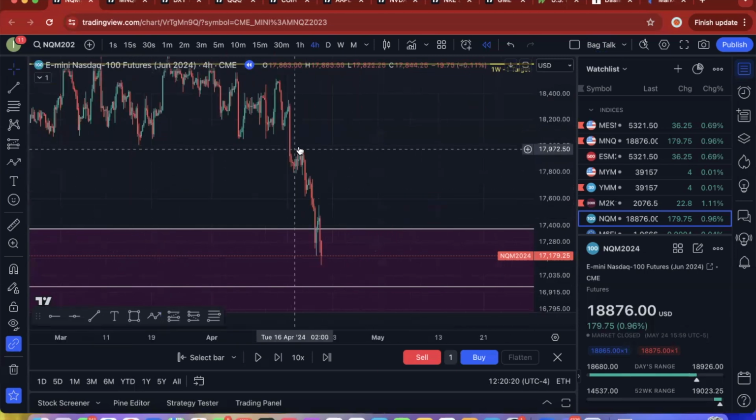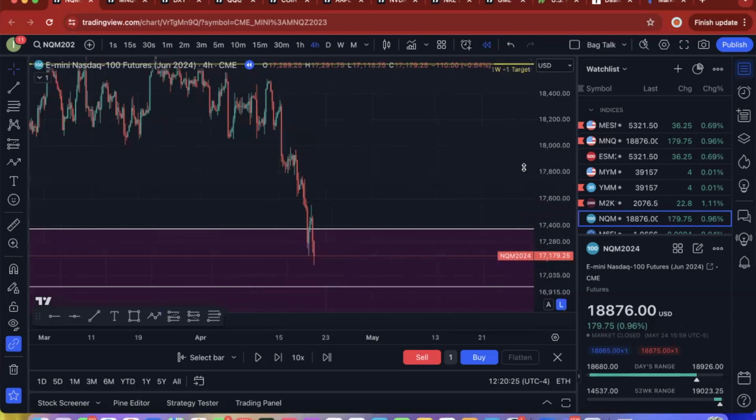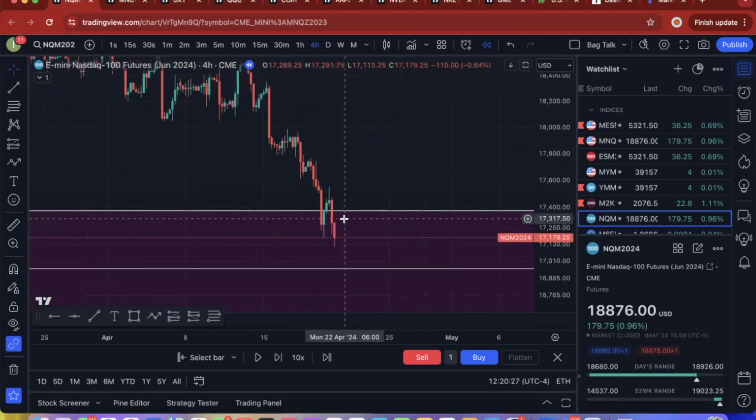Why do you think it didn't work? Price moved right past that thing, and then we tapped into the weekly. Now it's time for price to start moving bullishly.